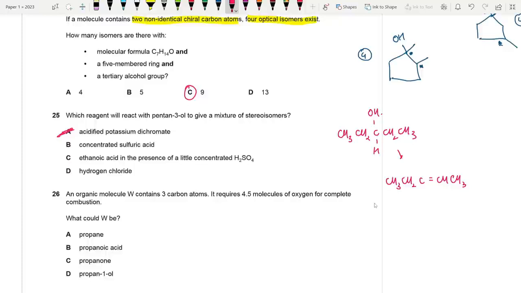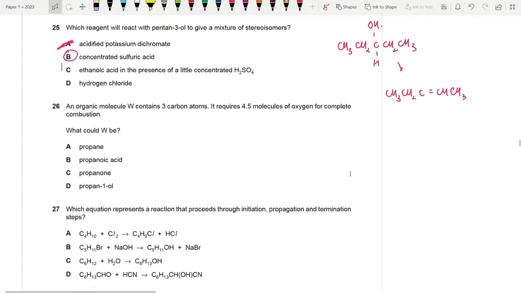Pentene, which does have cis-trans isomerism, so B is the correct answer. Now, what about HCl? If you give HCl, you'll simply get basically 3-chloropentane. And if you give ethanoic acid in the presence of a little concentrated H2SO4, you get the ester between ethanoic acid and pentan-3-ol. But you wouldn't get any stereoisomers, okay, because you wouldn't get any chiral carbons.